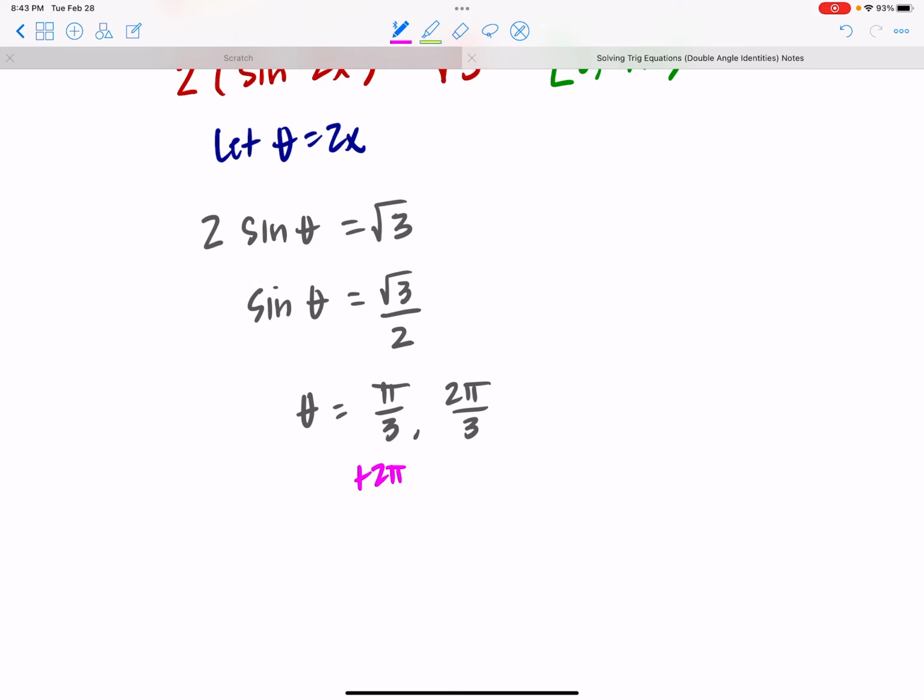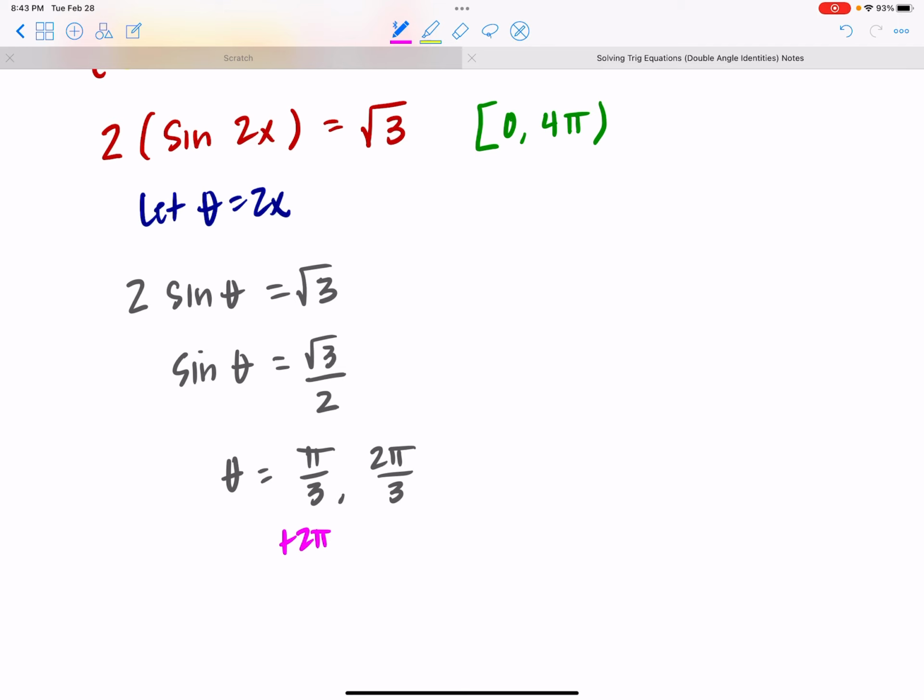And if you need to, do the work. I can do some of this fraction stuff in my head. If that's not you, that's totally fine. Just write it out. If you have pi over 3 and you're trying to add 2 pi, that's technically 2 pi over 1. You need common denominators, so you'd have to triple the top and the bottom here. Then you have 6 pi plus the 1 pi, so that becomes 7 pi over 3. So that's going to be the next solution. And then I'm going to add 2 pi to this one.